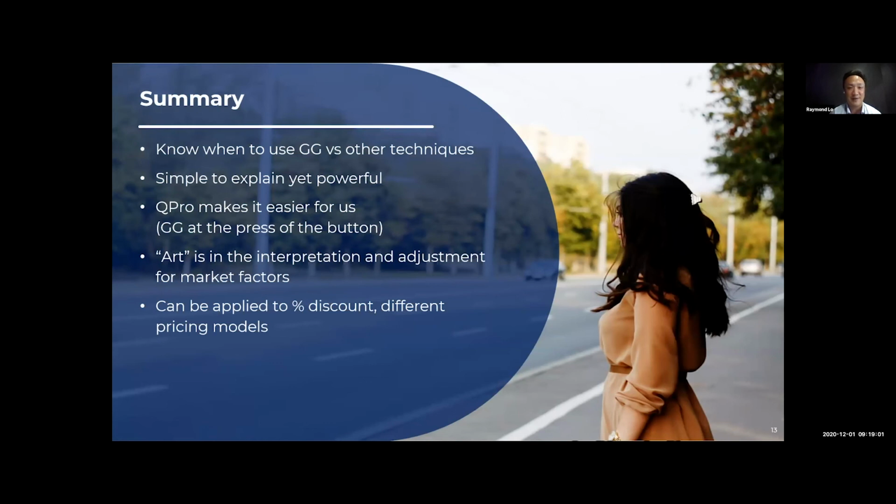Obviously, the art is in the interpretation and adjustment for market factors. It's the other half of the picture, what we do with the data. So, as consultants, we play a big role in the interpretation and adjustment, as we've shown before.